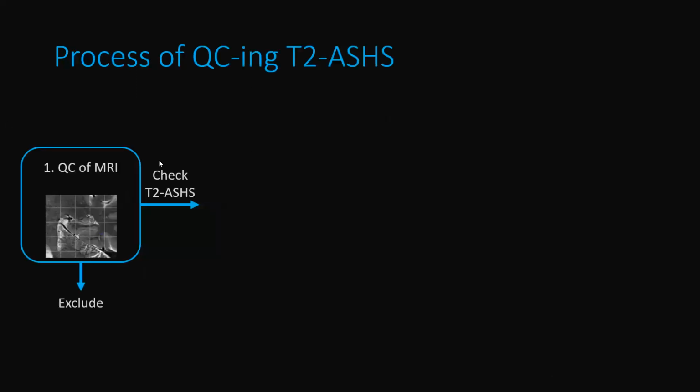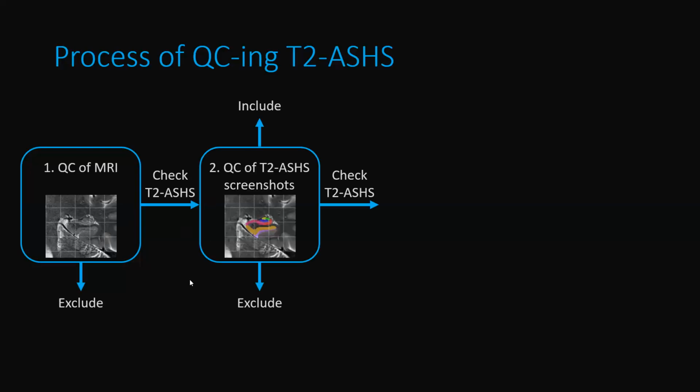All right, so I wanted to start with the general process of QCing T2-ASHS, and this is actually very similar to T1-ASHS. I would start with QC of the MRI, because if the MRI is not good, there's really no point in checking the automated segmentation. So you can either exclude or continue with QCing ASHS. Then for most instances, I would recommend starting with QCing the screenshots that are automatically generated if you run ASHS. If they're not good, you exclude. If they're great, you include.